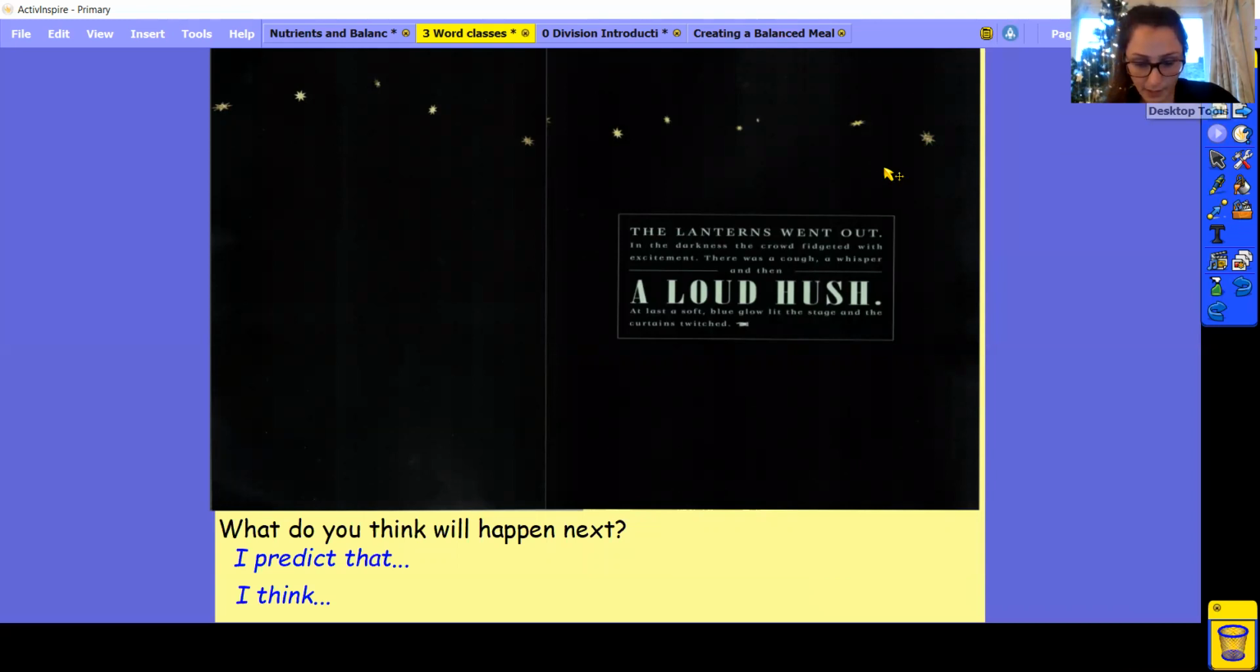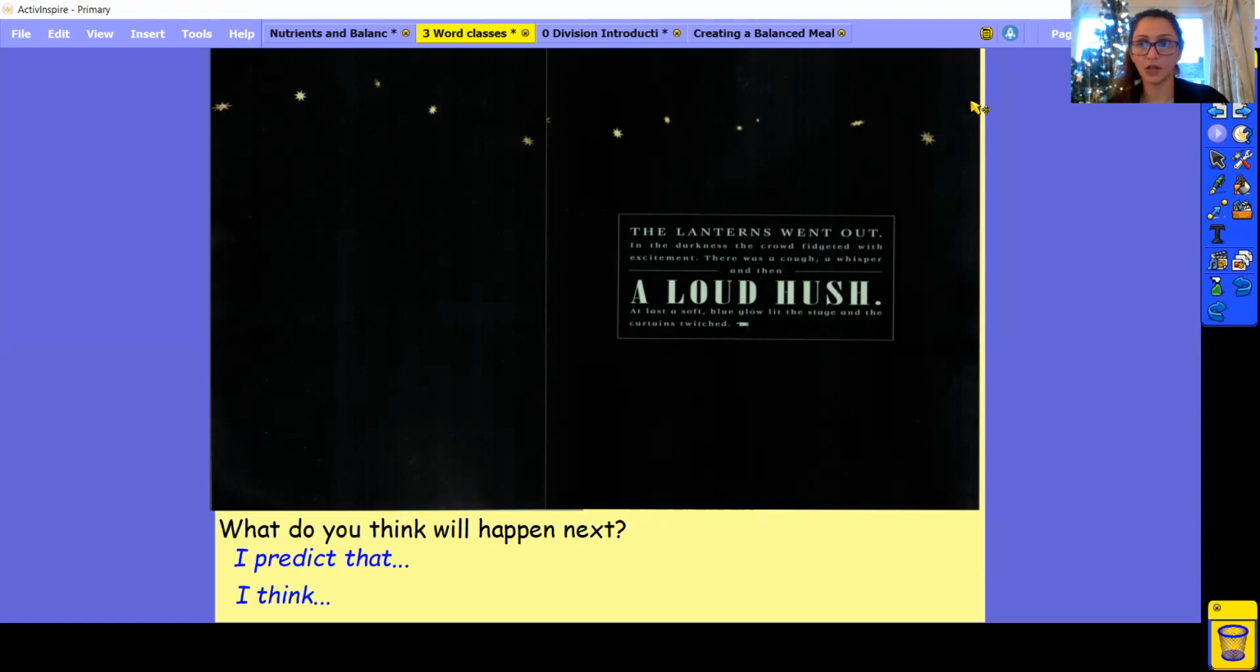Lanterns went out. In the darkness, the crowd fidgeted with excitement. There was a cough, a whisper, and then a loud hush. At last, a soft blue glow lit the stage, and the curtains twitched.